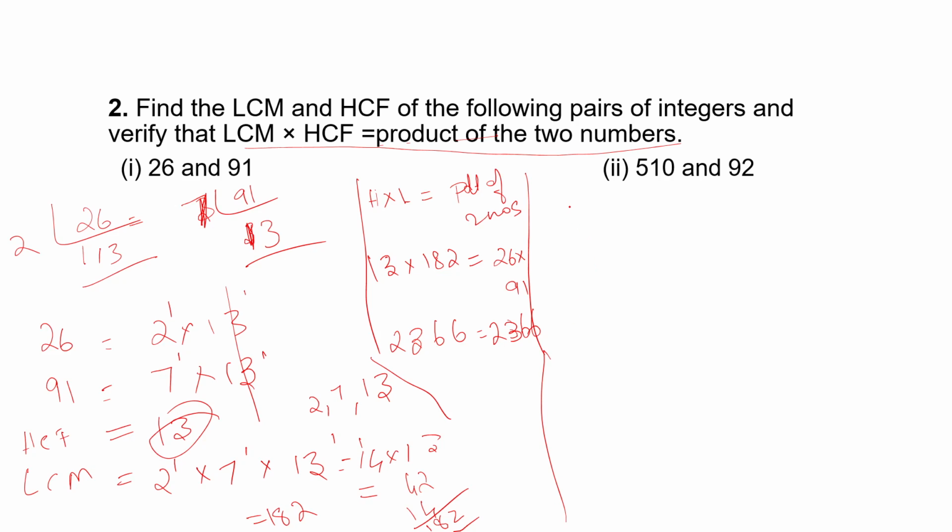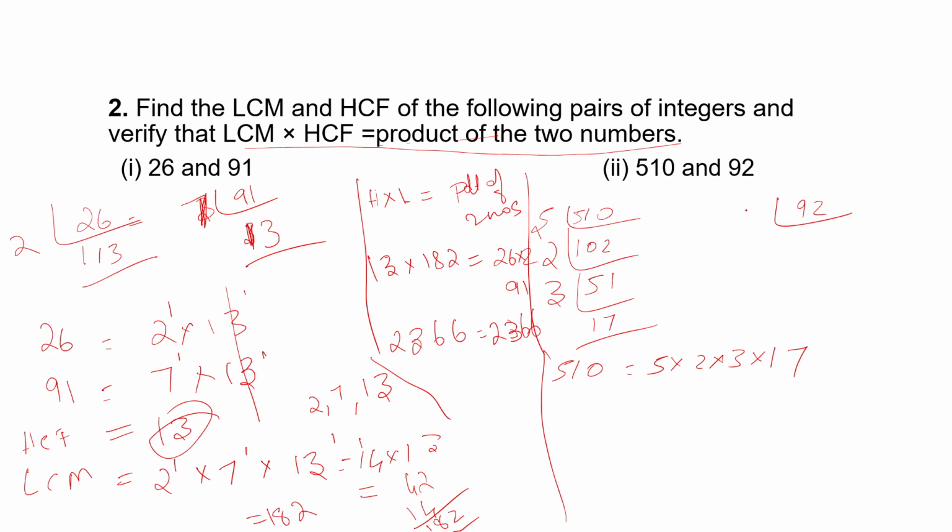Okay. So next question is 510. When it is 0, we will go with 5. So the factors for 510 are 5 into 2 into 3 into 17. Okay, so for 92, the factors are 2 into 2 into 23.